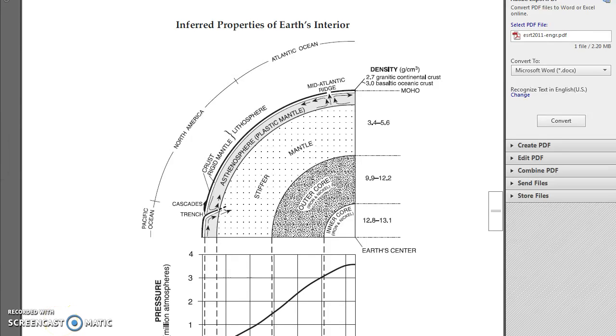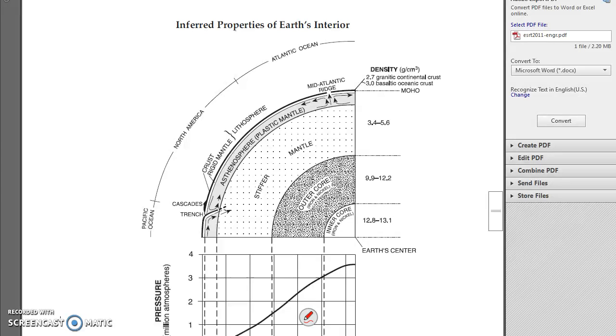Today we're going to be learning about page 10 of the Earth Science Reference Table. This is the inferred properties of Earth's interior chart. We say inferred because we infer this. This is based on evidence that we have found from earthquake waves. So that's actually how we have all this information.